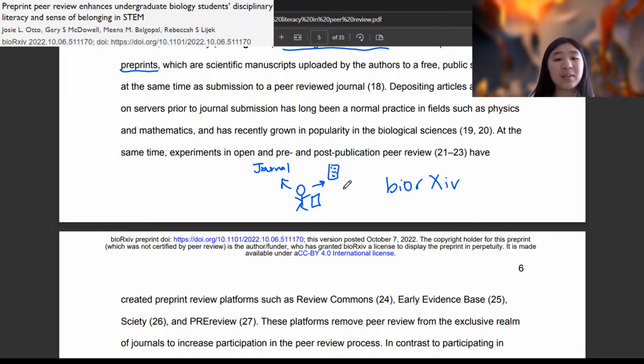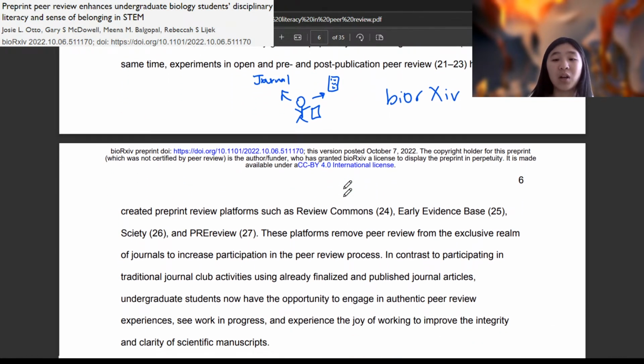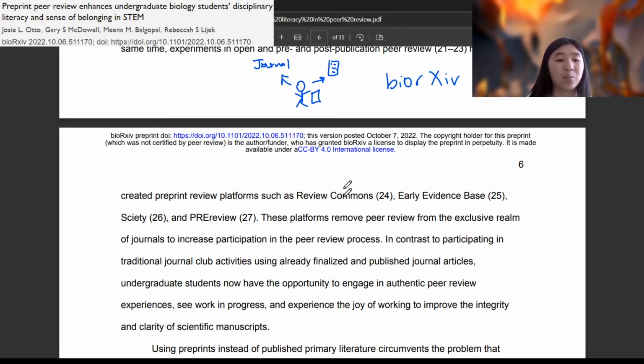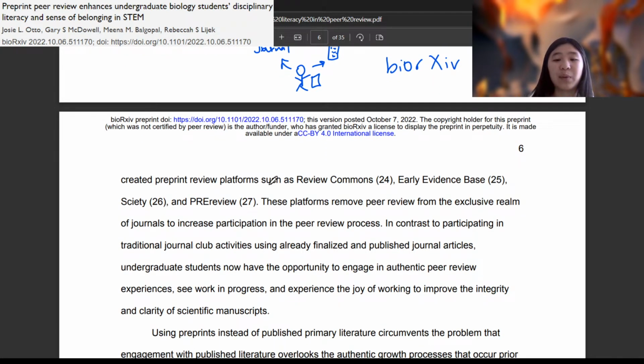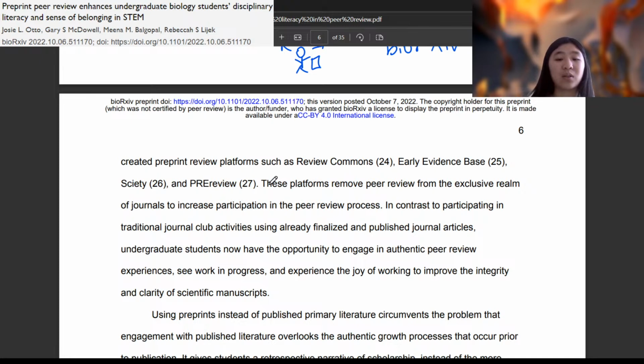At the same time, experiments in open and pre and post publication peer review have created preprint review platforms such as Review Commons, Early Evidence-Based Society, and Pre-Review. These platforms remove peer review from the exclusive realm of journals to increase participation in the peer review process. In contrast to participating in traditional journal club activities using already finalized and published journal articles, undergraduates now have the opportunity to engage in authentic peer review experiences, see work in progress, and experience the joy of working to improve the integrity and clarity of scientific manuscripts.